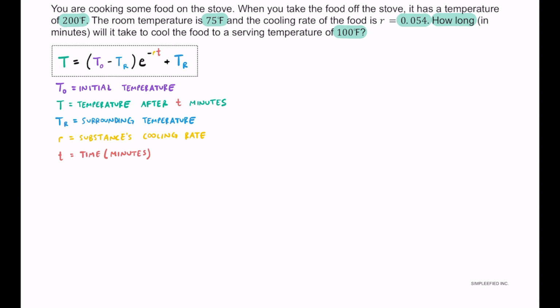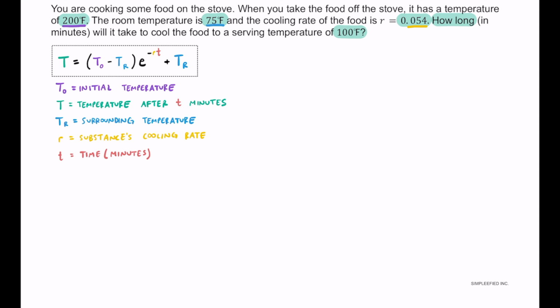And then let's start with identifying a few things here. So the initial temperature of this food that was cooked is going to be this 200 degrees Fahrenheit. So that's the initial temperature. And then we need to look at this 75 degrees. That's going to be the surrounding temperature of wherever we are here. So 75 degrees, that's going to be the surrounding temperature, or T sub R. Then you have a cooling rate. This R value is going to be this 0.054.